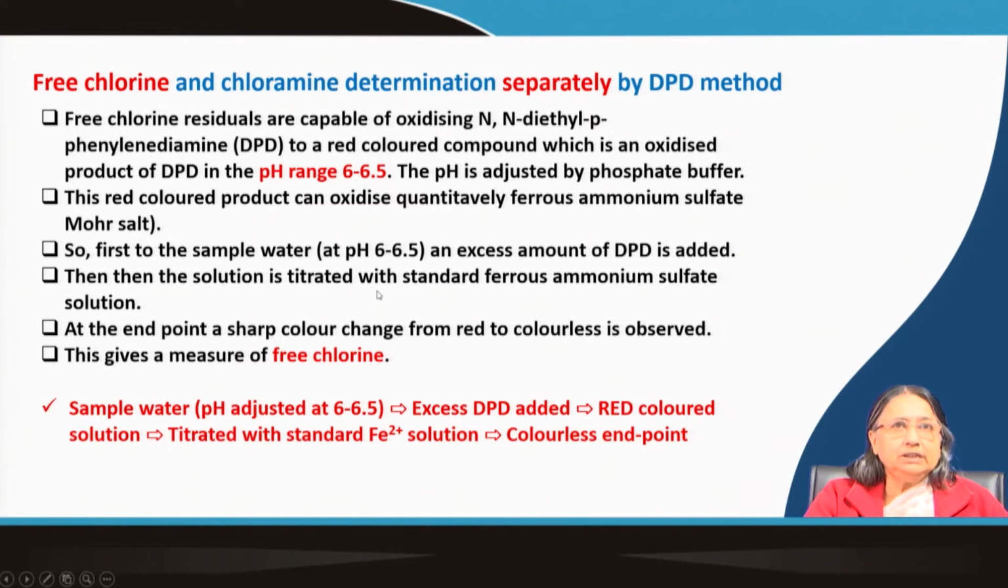Then the solution is titrated with standard ferrous ammonium sulphate solution. At the end point, a sharp color change from red to colorless is observed. Okay. This gives a measure of free chlorine, because only free chlorine, under this condition, can oxidize DPD to a red colored compound. So, written in a simple way: sample water, pH adjusted to 6 to 6.5, excess DPD added, red colored solution, then titrated with standard Fe2+ solution, colorless endpoint. So, that is the path.